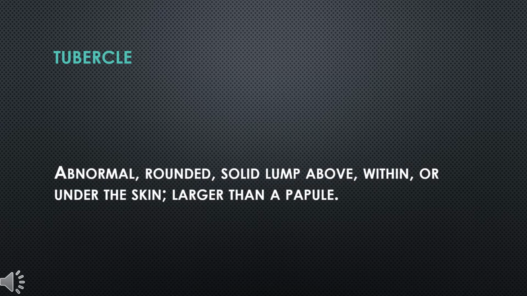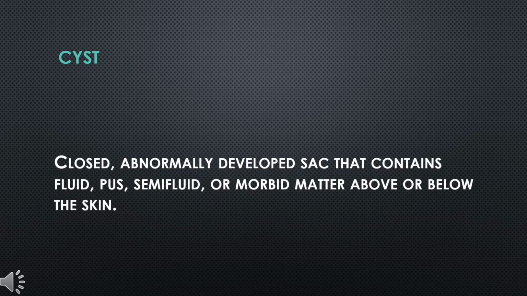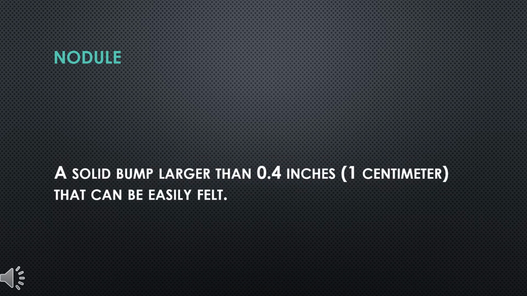Tubercle. Abnormal, rounded, solid lump above, within, or under the skin, larger than a papule. Cyst. Closed, abnormally developed sac that contains fluid, pus, semi-fluid, or morbid matter above or below the skin. Nodule. A solid bump larger than 0.4 inches, 1 centimeter, that can be easily felt.